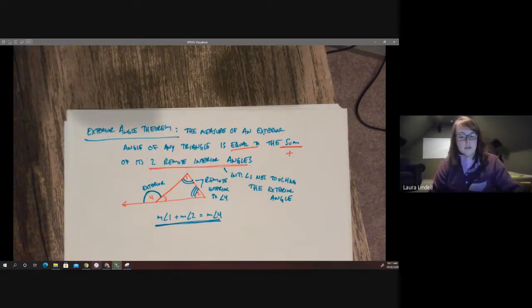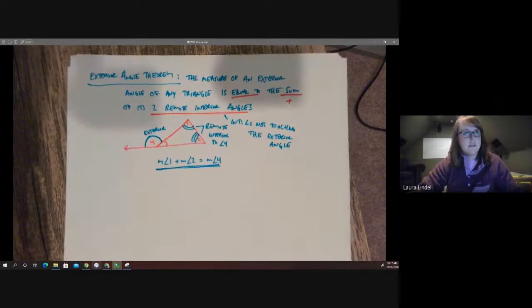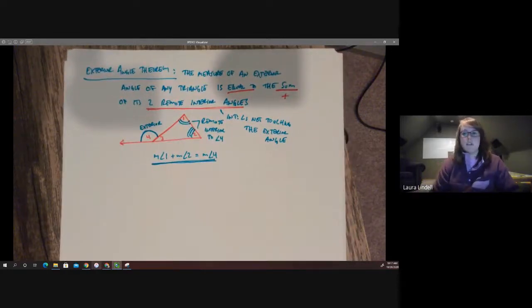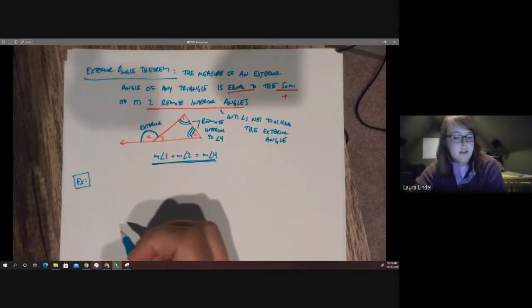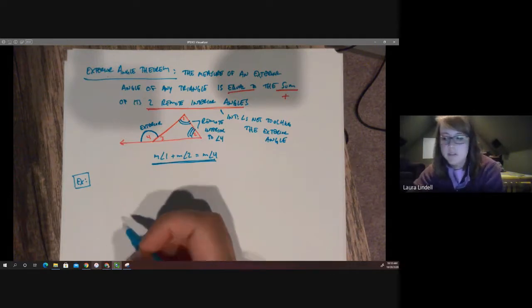Okay. So that is what the exterior angle theorem says. I'll give everyone a moment to finish writing if you're frantically writing. And then we will do a couple of examples with this and then be done with notes. Okay. So our first example is going to be a simple one, kind of like our interior angle, triangle angle sum theorem question.